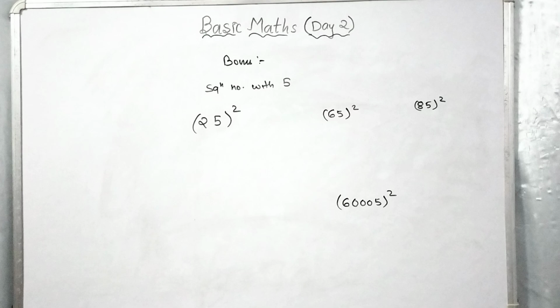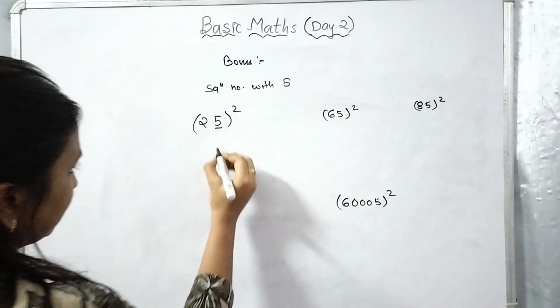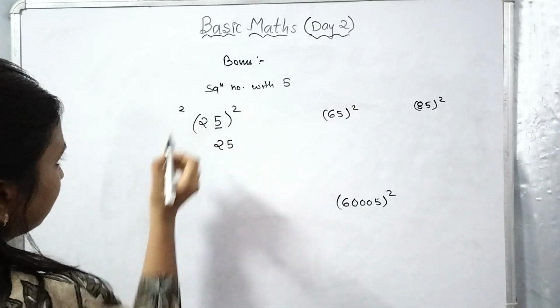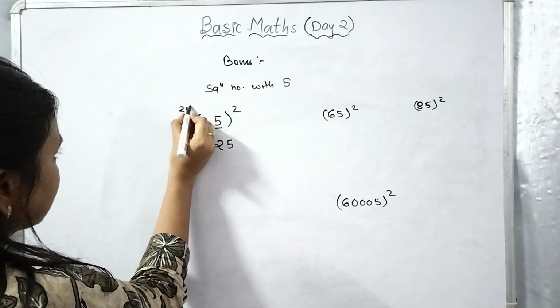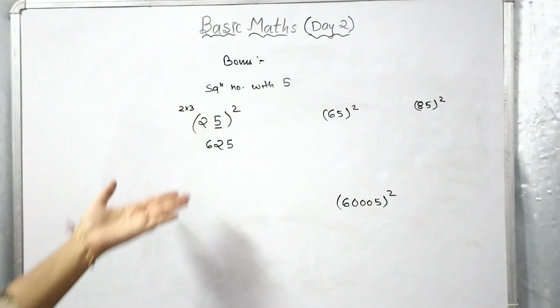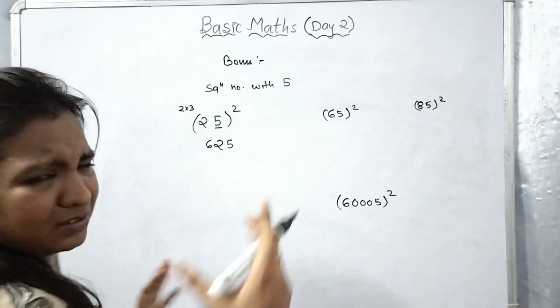One of the easiest ways: you know the square of 5 is 25. So you will directly write 25. And here this is 2. After 2 which number will come? 3. So you will multiply this with 3. 2 threes are 6. Here is your answer, 625. Now this was very easy.